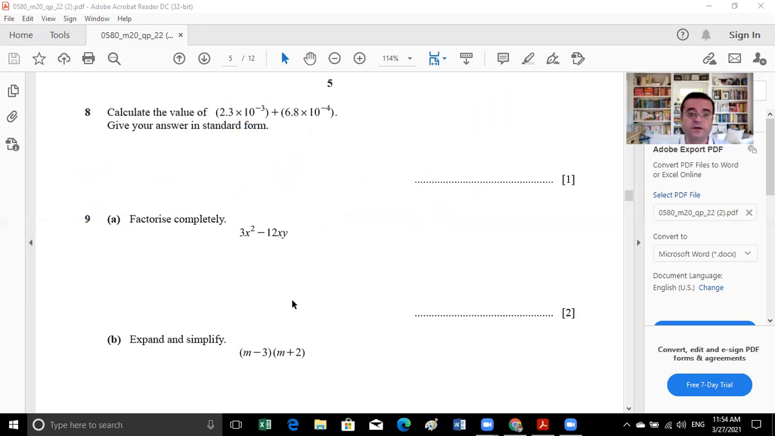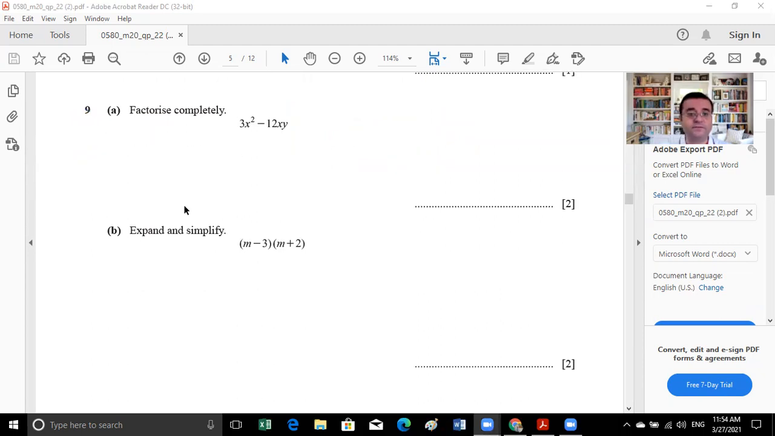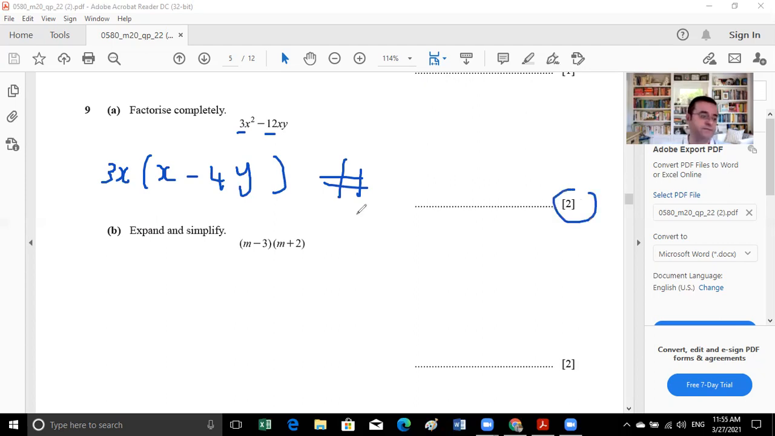Factorize. How to factorize? Factorize completely. Take the common factor. How to factorize? What do you do? We put 3x outside. Very good. We call it common factor. Take the common factor of 3 and 12, and we have x, the common factor, correct? Yes. And open bracket, and we have here x minus 4y. Minus 4y. That's it. That's all. 2 marks, imagine. You don't do any more of this. Okay, Muad?